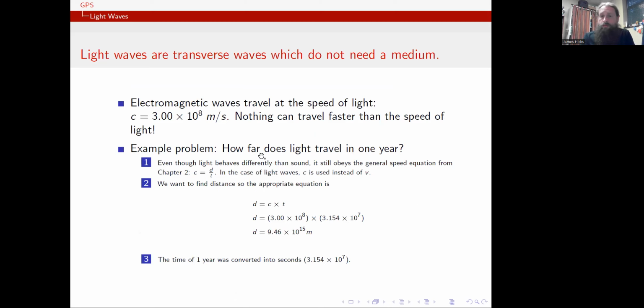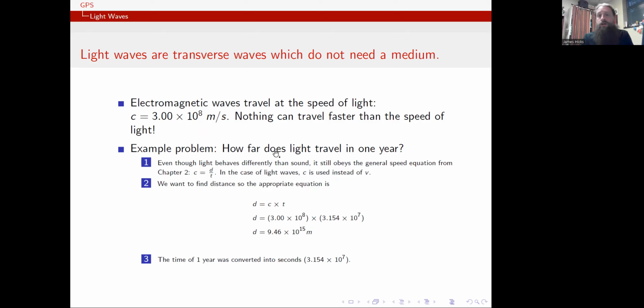So here's an example problem. How far does light travel in 1 year? And this works for any electromagnetic wave, not just a light wave. It works for a radio wave, because all of those electromagnetic waves travel at the speed of light. And that speed of light is a known constant, and it's 3 × 10⁸ meters per second. Really, really fast.